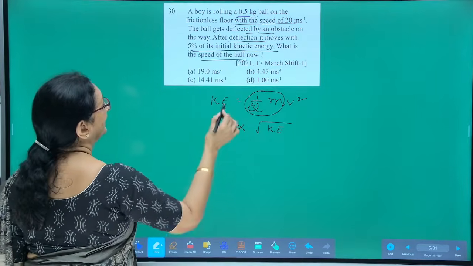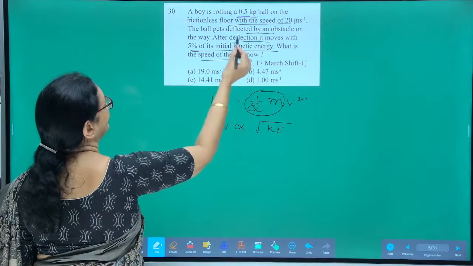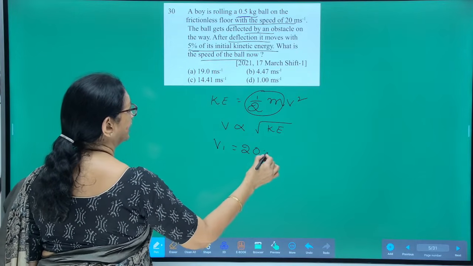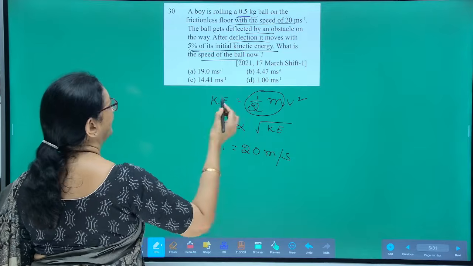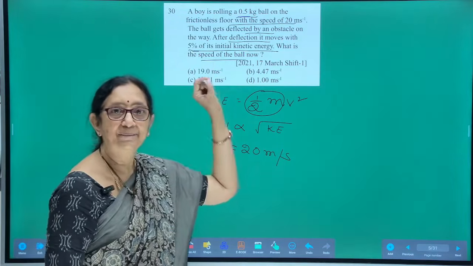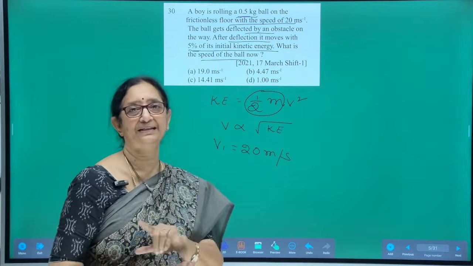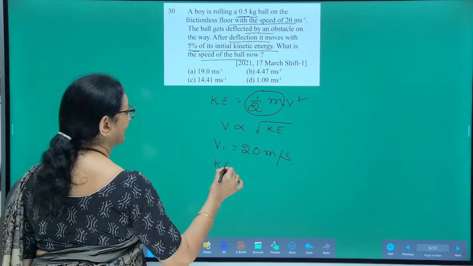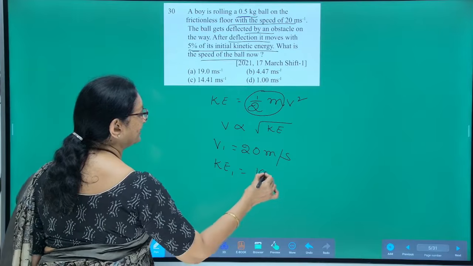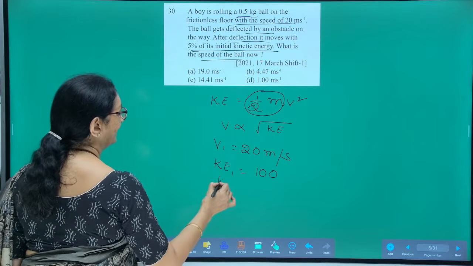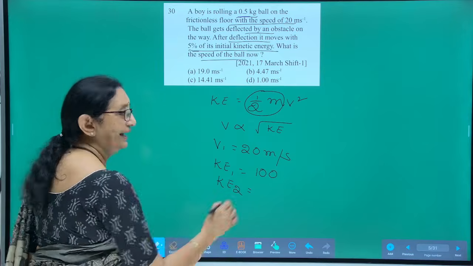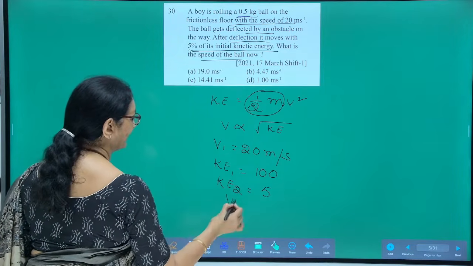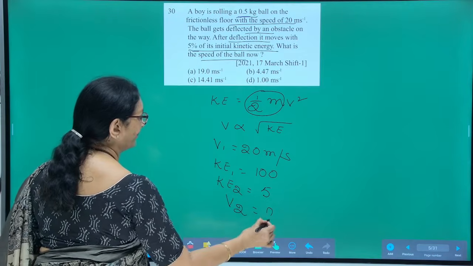So, what is given, what is asked? Initially, it is moving with a velocity of 20 meters per second. After getting deflected, it moves with 5% of its initial KE. As KE is given in percentages, let us take the initial value of KE as 100. The final value will be how much? It is 5%, so it is 5. So, after getting deflected, what is its velocity?